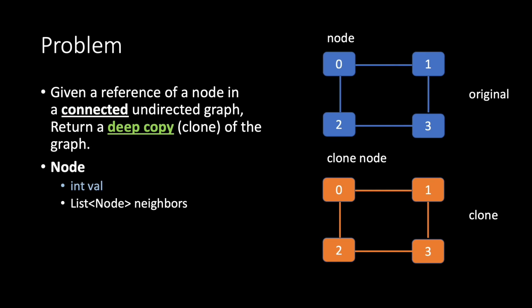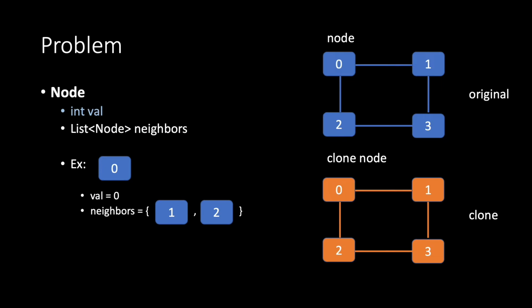So for each element, we are going to represent it with a node object, and it's going to have a val variable, which is the value. And we're also going to have a list of its neighbors. So for example, for the node 0 in this example, we're going to have a value of 0, and we're going to have the list of neighbors, which is going to be 1 and 2 in this case.